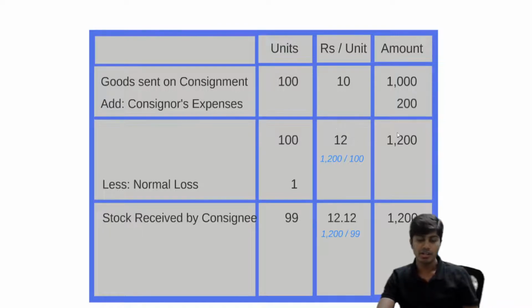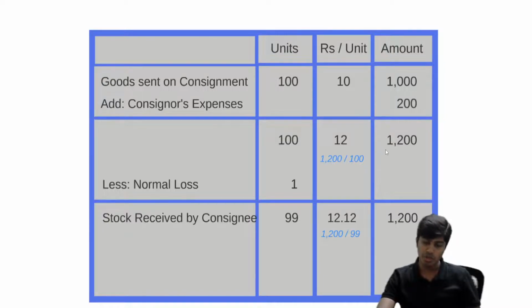How did I get it? 1200 divided by 100, that is 12. One unit is lost. I will decrease only in the units column, making number of units 99. And the value will be straight imported 1200. This will not reduce. I'll only reduce number of units from 100 to 99. My value will remain same 1200.